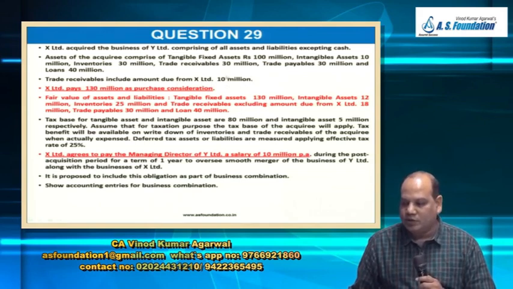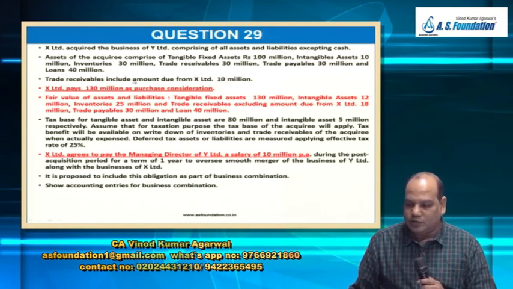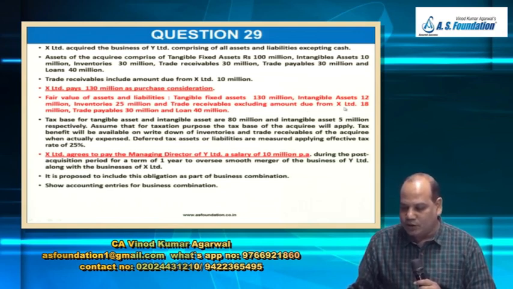So this is a pre-existing relationship. Out of total consideration paid, 10 will be treated as received for settling the trade receivable. X Limited pays 130 million as purchase consideration. Fair value of the assets and liabilities: tangible fixed asset 130, intangible asset 12, inventory 25, trade receivable excluding amount due from X Limited 18 million, trade payable 30 million, loan 40 million.